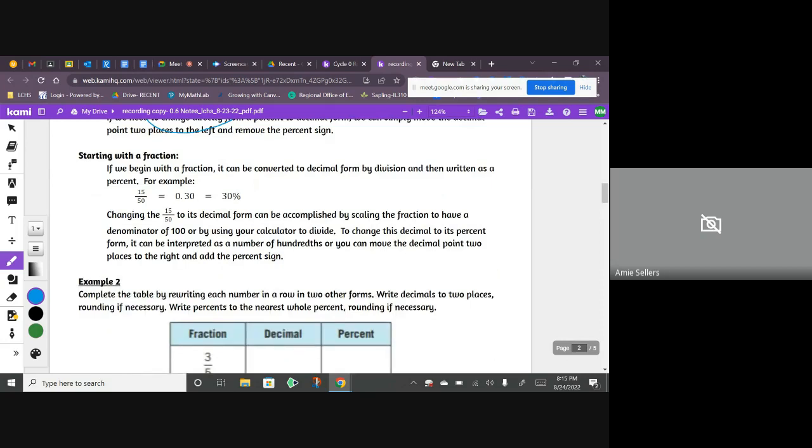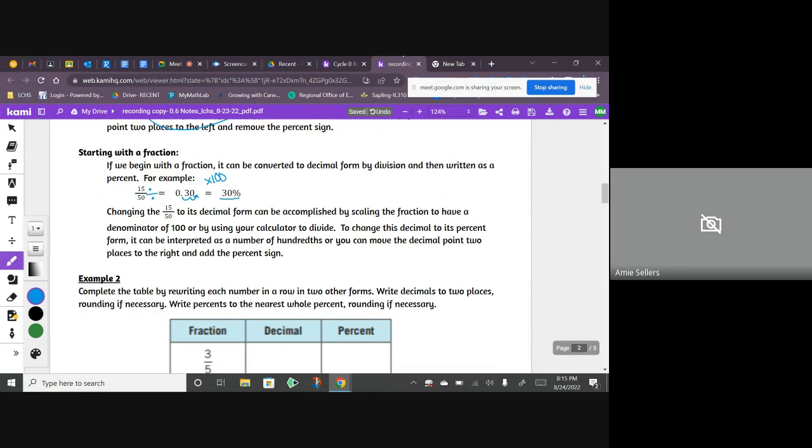Okay, if you start with a fraction, the easiest way to convert it to a percent is to first change it to a decimal. So in order to change it to a decimal, you're just going to divide, and you get this in your calculator. So 15 divided by 50 would be 0.30. There are 2 ways that you can change it to a percent. You can move the decimal 2 places to the right, or you can multiply by 100. Either way will get you to 30%.